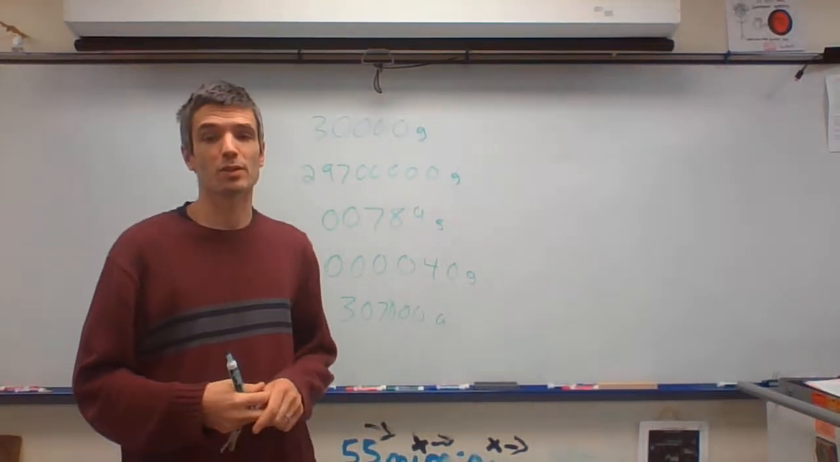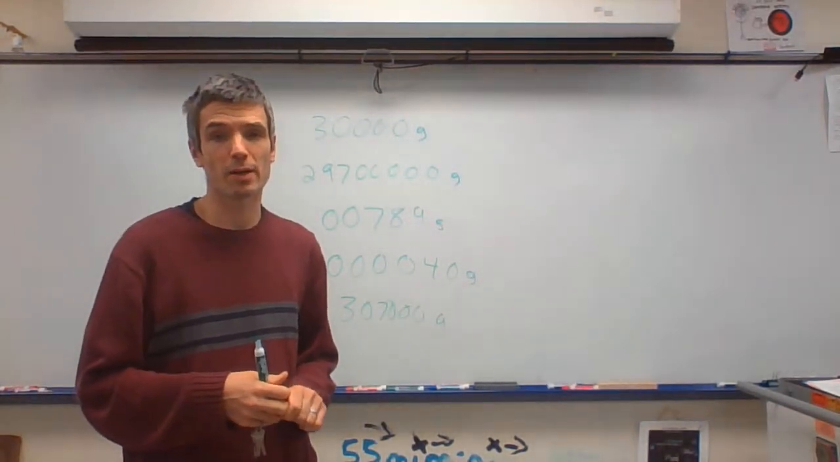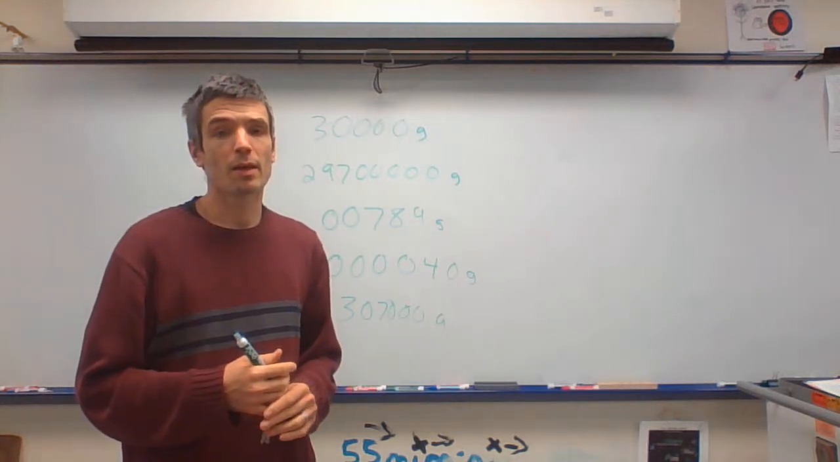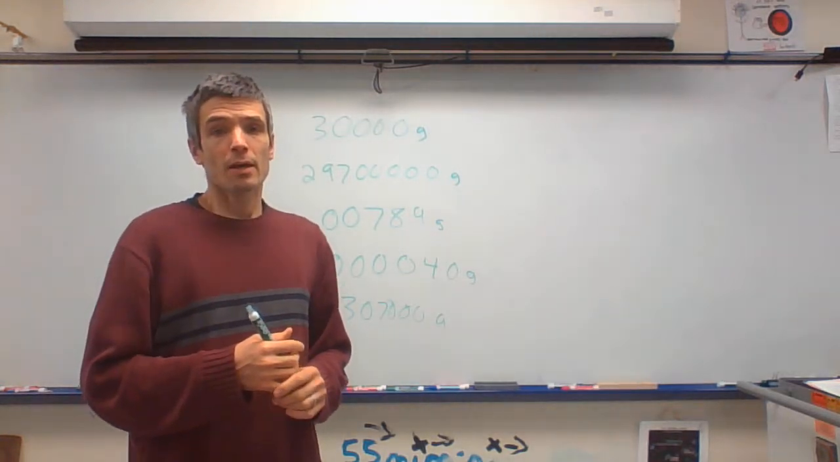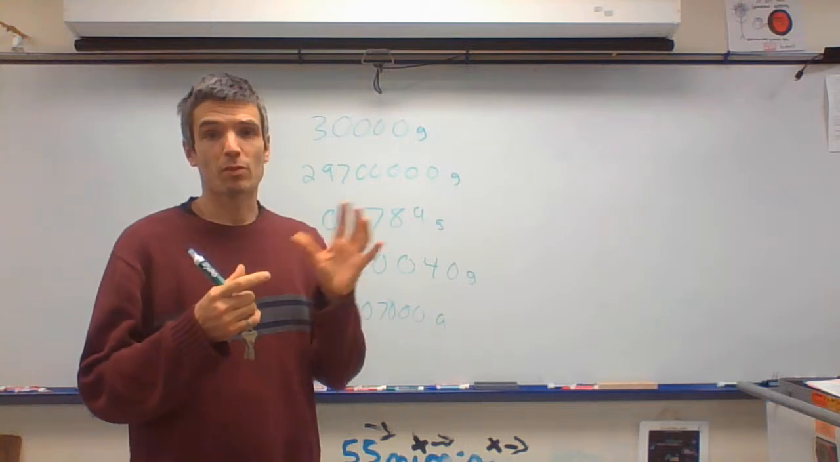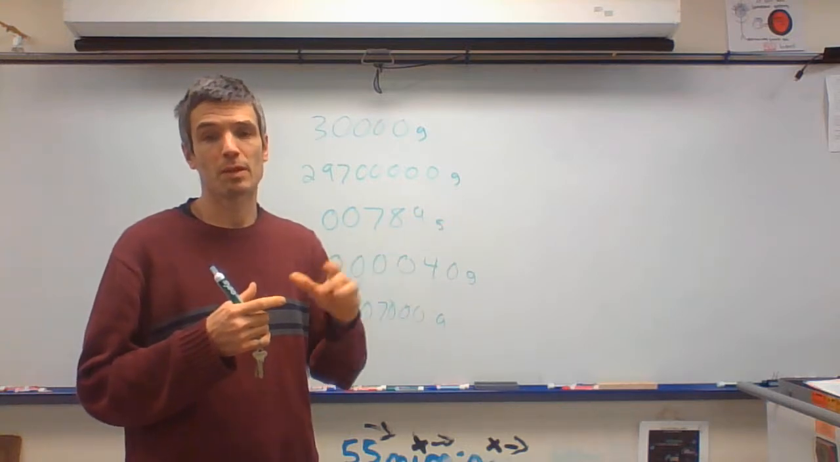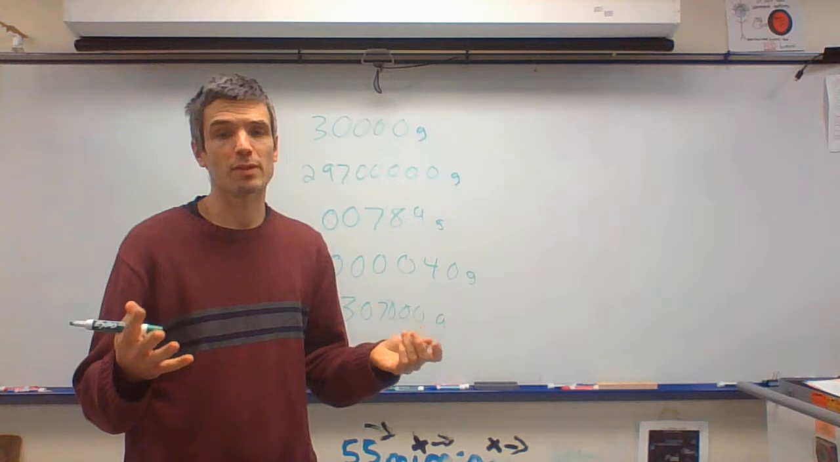So scientific notation is a standard way to write a number. And you have a base that you multiply by a power of 10, because powers of 10 are easy to work with.